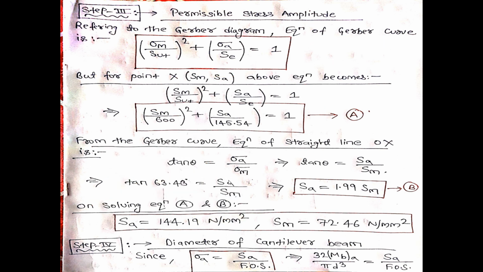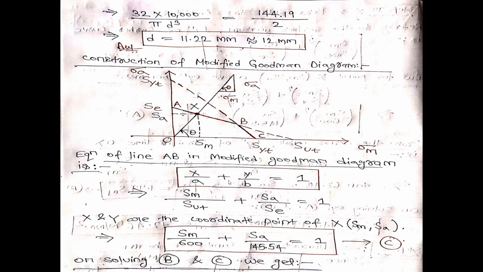Next, I need to find the diameter of the beam by using the modified Goodman diagram. I know what the modified Goodman diagram is. When you combine the Goodman diagram with the yield diagram, the Goodman diagram is a straight line joining A on the y-axis with SUT on the x-axis. So this region OABC is my modified Goodman diagram.